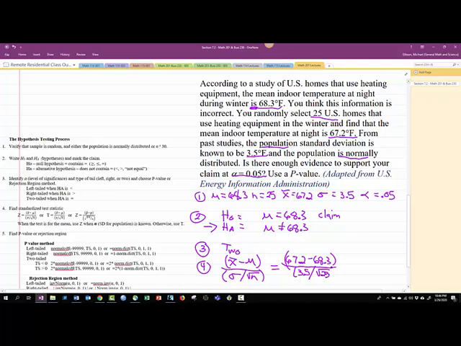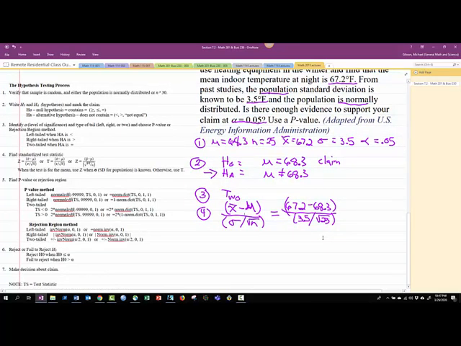Now, I'll make a little comment here. People often get the order on this wrong. They forget which one is X bar and which one is the claim, right? It's always the number from the data minus the number from the claim. All right, always. In testing hypotheses, that's always what we're going to do. All right. So let's move a little further. This one turns out to be minus 1.57.